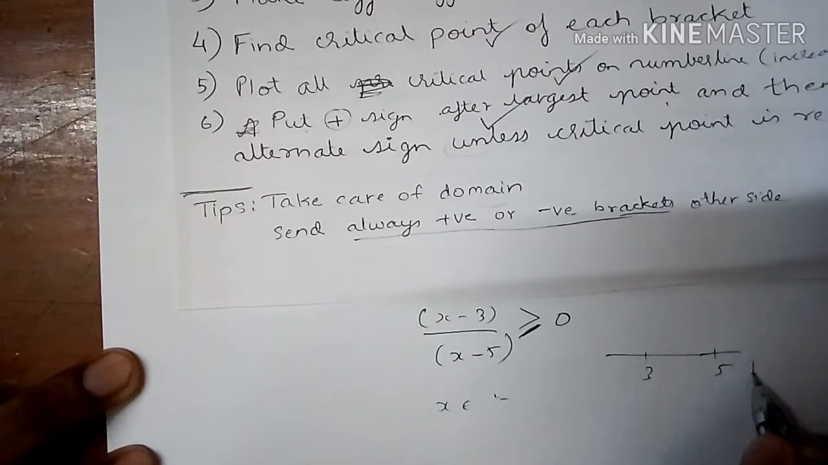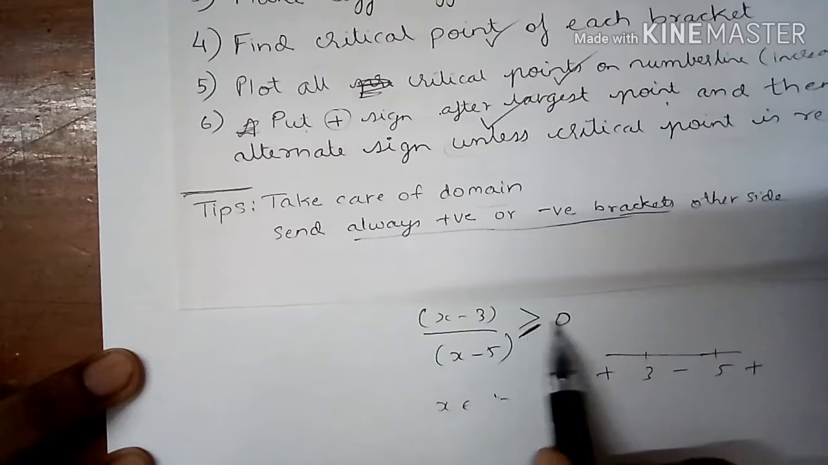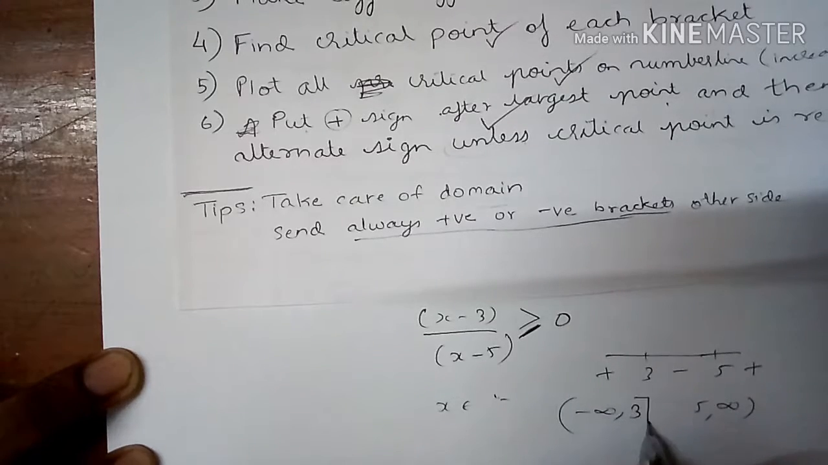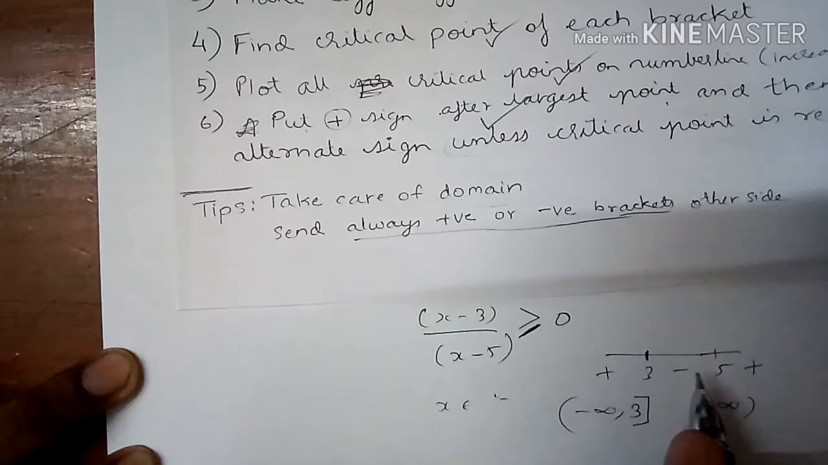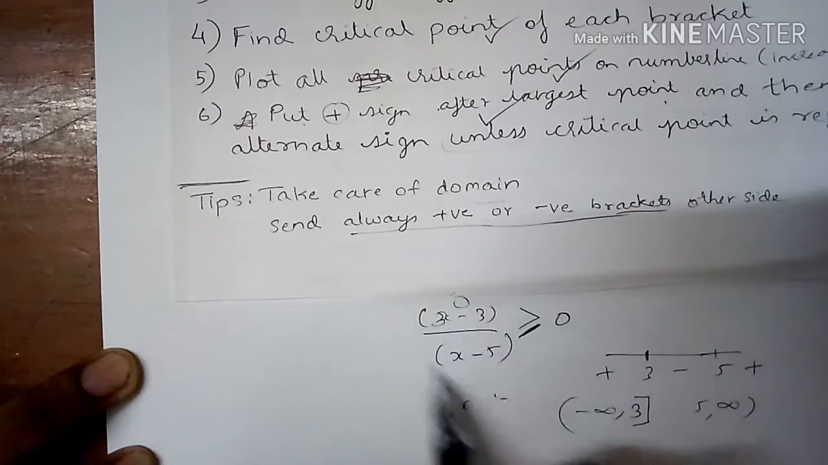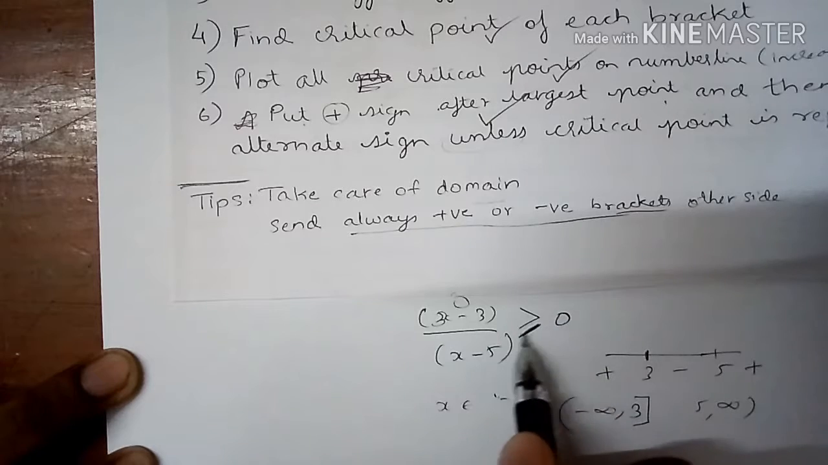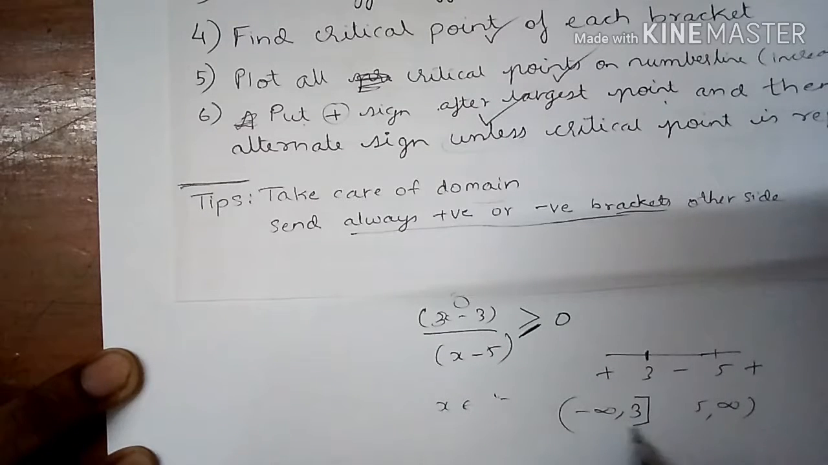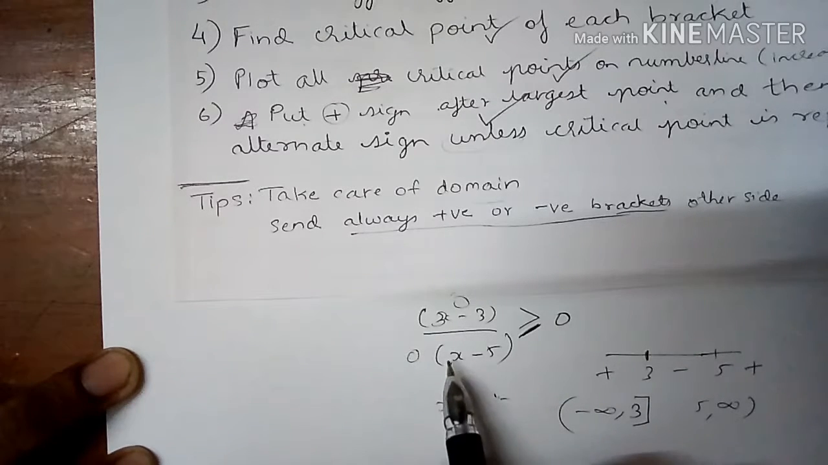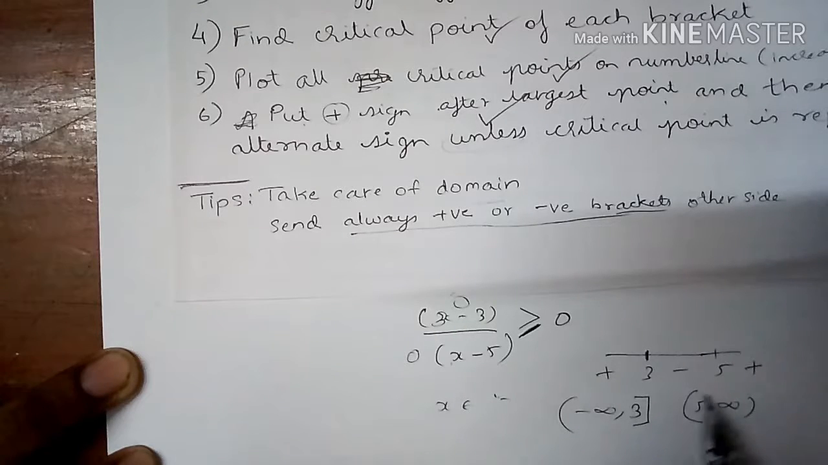So here it's positive, negative, positive, and we want values greater than 0, right? So all the positive things, minus infinity to 3 and 5 to infinity, and this bracket is closed bracket because 3 is also included. Why? Because if I substitute 3 in this bracket, what will happen? 3 minus 3 is 0, so the entire expression is 0, and it is equal to 0, right? So that too is true, so this is closed bracket. But here, if we substitute 5, we will see it's coming in the denominator, and in the denominator 0 is undefined, so we don't include 5 in the set.